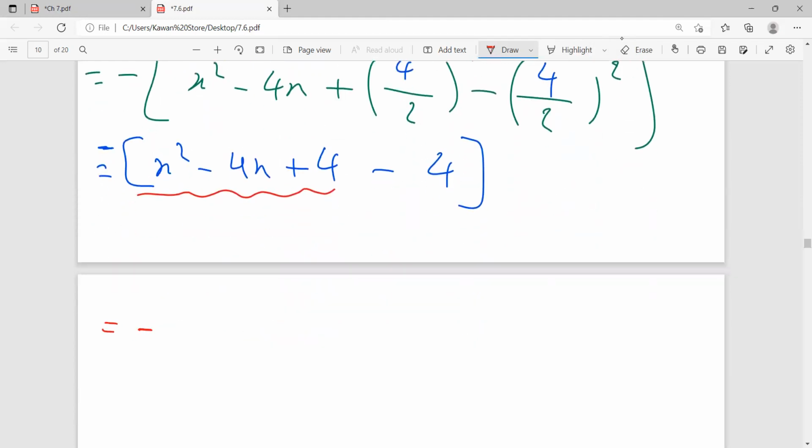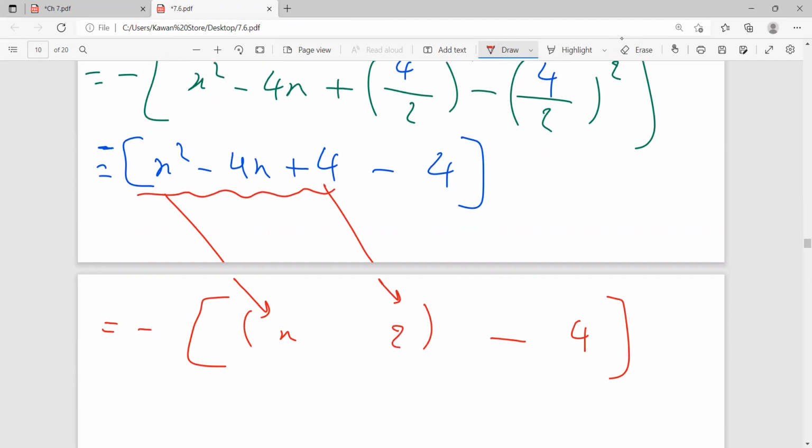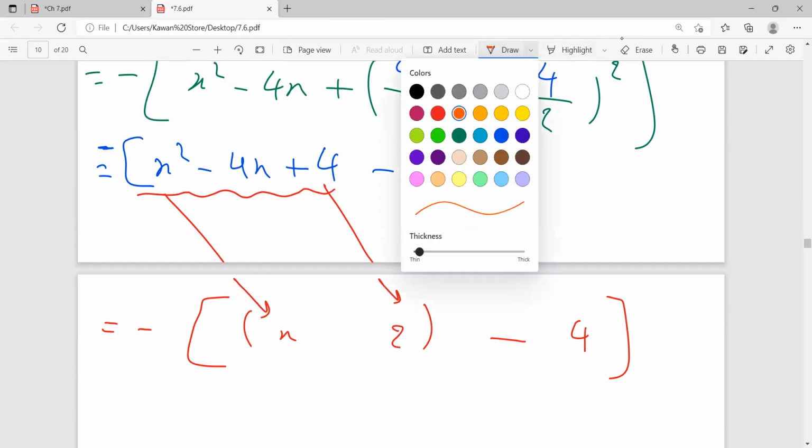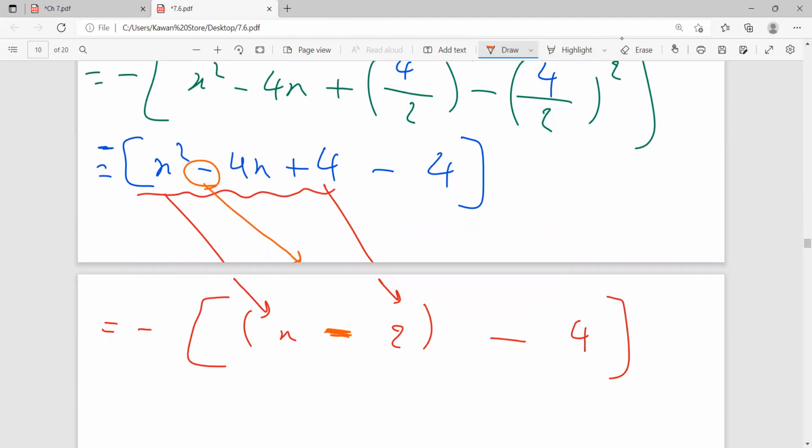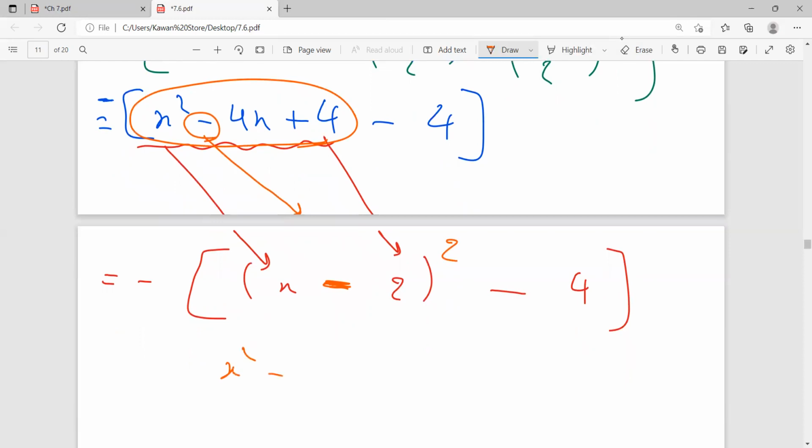Why? Because look at it. Square root of here, square root of here, sign of the middle. Now I got the complete square. How? Because by these 3 I can get the square root. So it's good, right? So we got the complete square.